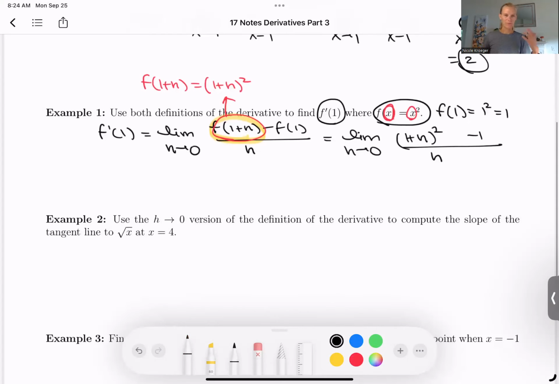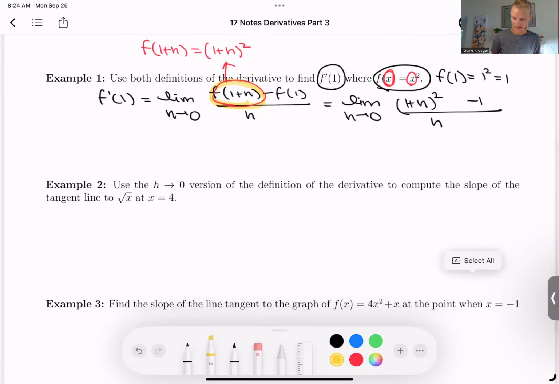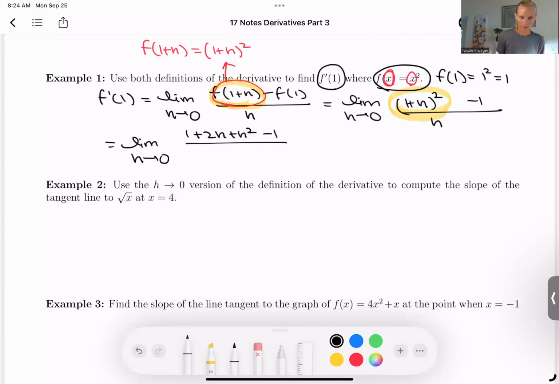So now we have to compute this limit. I think a good idea here would be going ahead and squaring 1 plus h. So we're going to have 1 plus 2h plus h squared minus 1. That would be what you get when you multiply 1 plus h times 1 plus h, which is 1 plus 2h plus h squared. Okay, so now the 1's cancel out. I can factor an h out in the numerator.